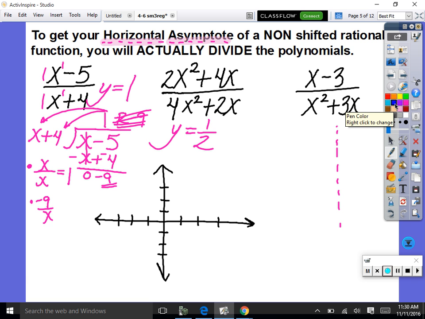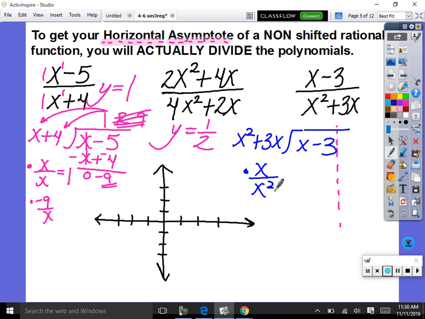We have x minus 3 divided by x squared plus 3x. So once again, if we put this on the outside of our house, put this underneath. No, wrong. Sorry, this is what we're dividing by, correct? So this should be outside our house. X squared plus 3x, and underneath is x minus 3. So if we go up and focus on the leading terms, x divided by x squared. Does that divide at all?